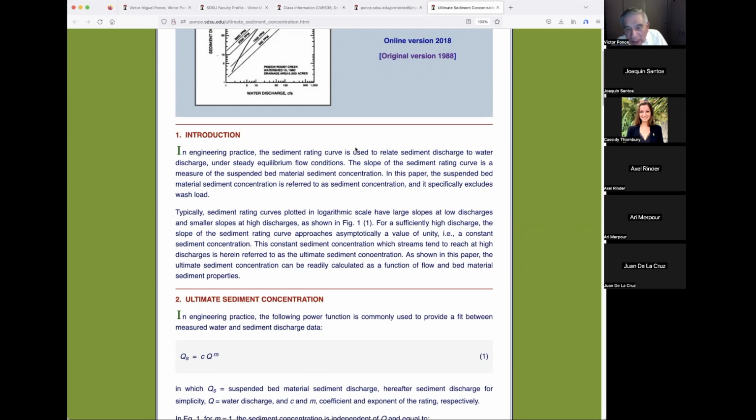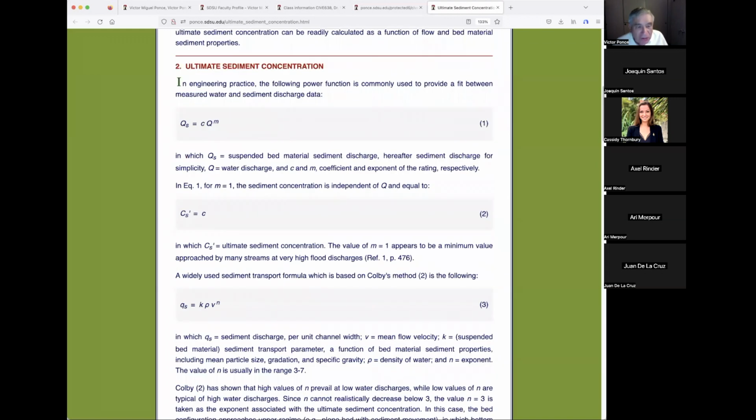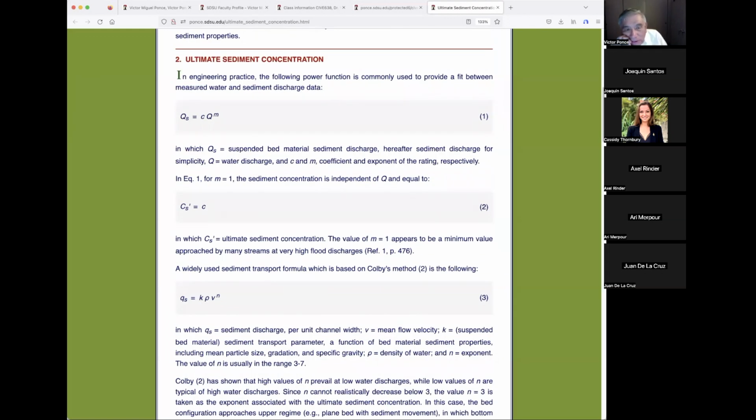Don't forget that we were excluding wash load. We're saying that in a world without wash load, which is hard to find, but let's just say that we're speculating that that could be the case. Then in a world without wash load, we're going to have this behavior, achieving for high discharges a constant sediment concentration. Okay, so then let's calculate the ultimate sediment concentration.